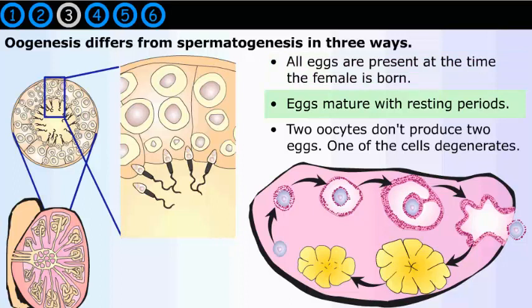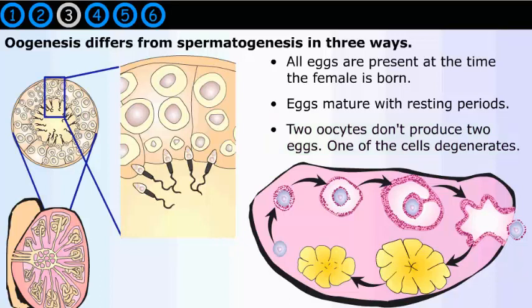Second, egg maturation does not occur at a constant rate. Eggs mature with resting periods depending on the species. In humans, for example, an egg matures each month. Third, an oocyte doesn't divide to produce two identical eggs in the same way that a spermatocyte produces two sperm. One of the cells produced by the oocyte cell division degenerates.